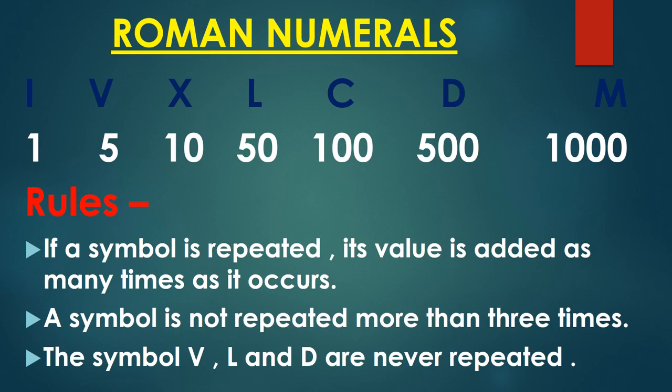Rules are: if a symbol is repeated, its value is added as many times as it occurs. Clear? If I am writing X 2 times, that means we will add 2 times its value, 10 plus 10, which means 20. A symbol is not repeated more than 3 times. This is the second rule, that we cannot repeat any symbol more than 3 times. At the most we can repeat it 3 times.